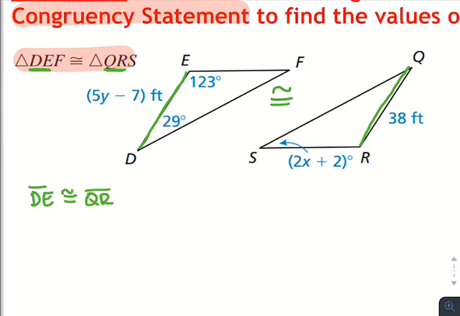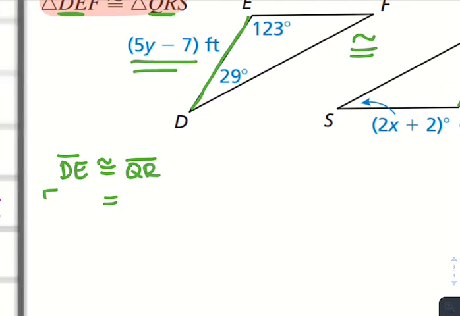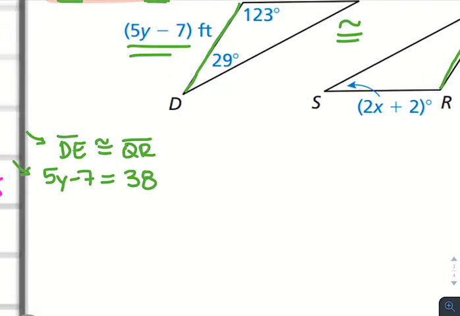Now the reason why the observation is important is because we're told what those values actually are. We're told that DE is 5y minus 7 feet, and we know the corresponding value on the other triangle is 38 feet. Now if we have congruent pieces, that means we have equivalent expressions. Namely, we can tell that 5y minus 7 has to be the same as the one on this side, which is 38. This statement comes from the congruency statement, because we have substitution. And now we can just let our natural algebra skills take over, and we can solve this out.